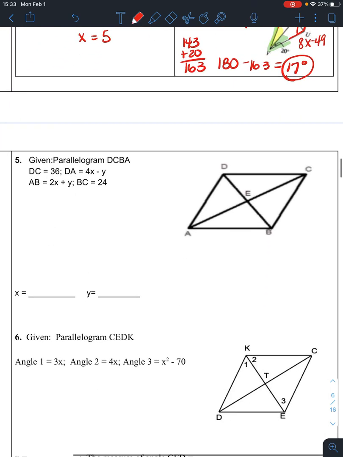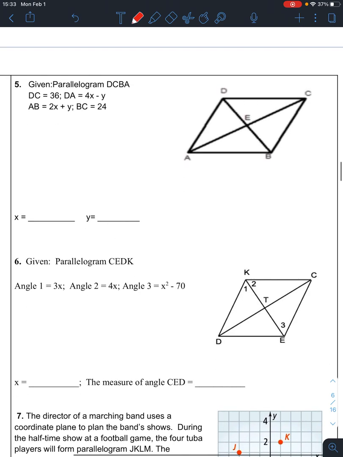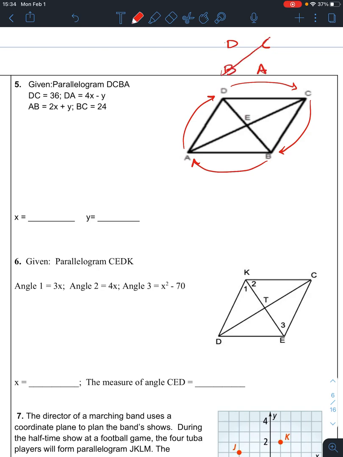You just really have to label it and pay attention to how everything is labeled because it just helps define how these problems are going to work. So we've got parallelogram DCBA. Notice that as we go around the parallelogram, we don't start over, we pick a starting point and then we walk, quote unquote, around the shape. It's not D, C, B, A like that. That's not what we do. We always walk around the shape when we name it.